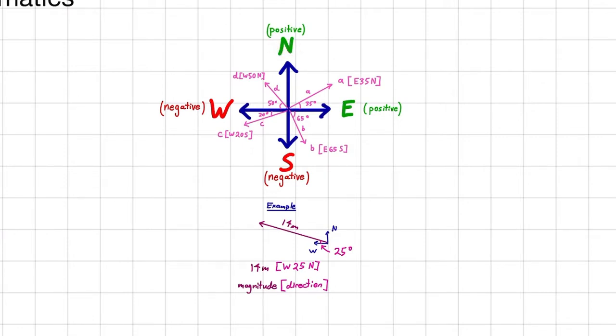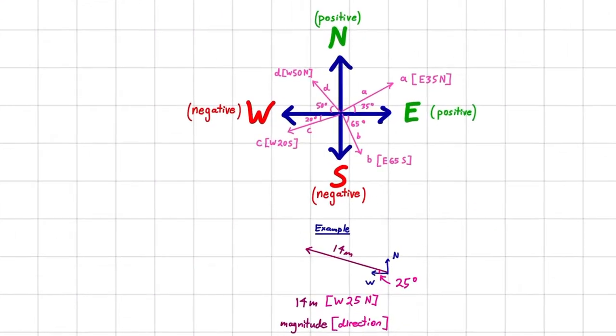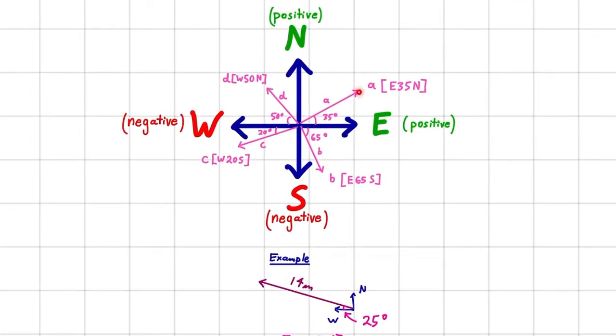So when we have north, north is considered positive. East is also considered positive, whereas south is going to be negative and west is going to be negative. So that will be in the calculations that we see later on. And then we have some examples of some vectors.